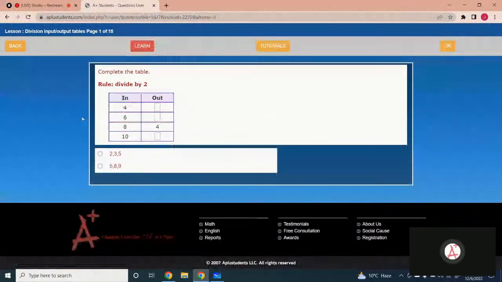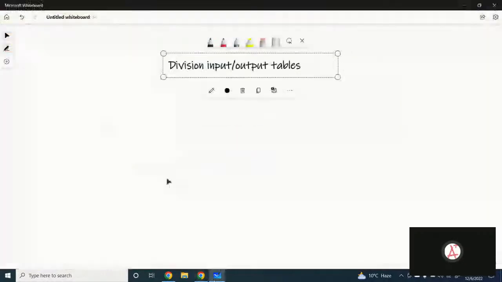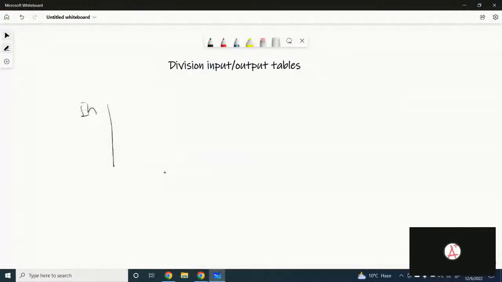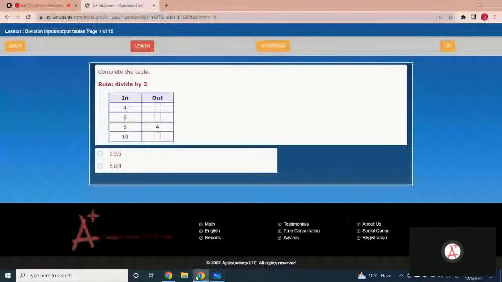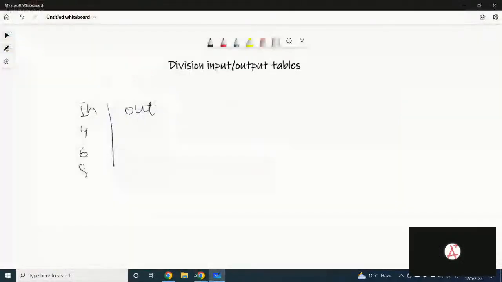Okay, complete the table. The rule is you have to divide by 2. Let me just write down the table on the board. You have input values and the output as well. The input values are 4, 6, 8 and 10. You are just given one of the input values, that would be 4, and the rest of the values are missing. The rule is divide by 2. That means you have to divide each input value by 2 to find the output value. Got it?